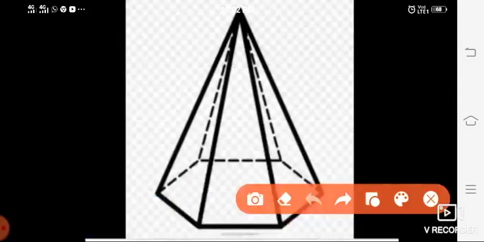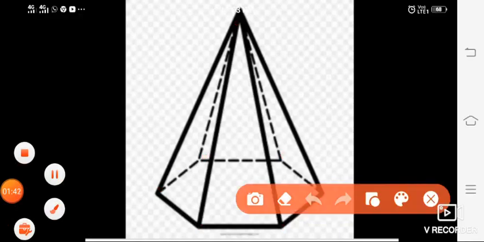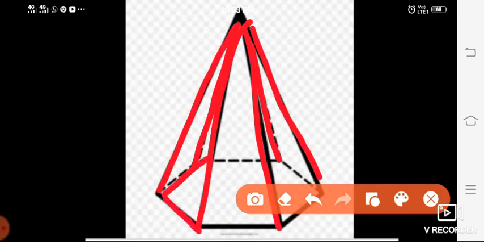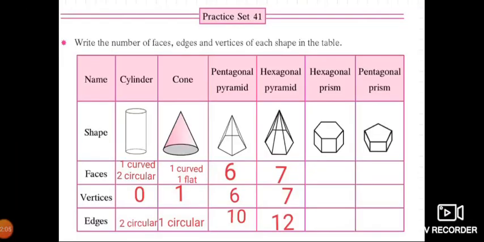Now we will mark the number of vertices. So see, with the red color, 1, 2, 3, 4, 5, 6, 7. So there are 7 vertices. Let us now count the number of edges. 1, 2, 3, 4, 5, 6, 7, 8, 9, 10, 11, 12. So the number of edges is 12. Now let's write this in the table. A hexagonal pyramid has 7 faces, 7 vertices and 12 edges.